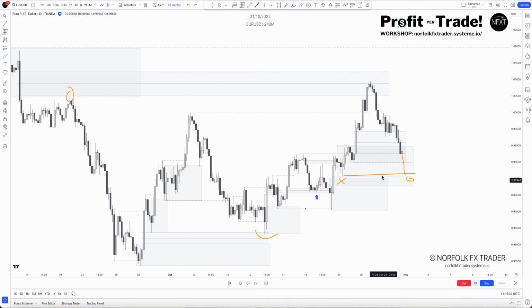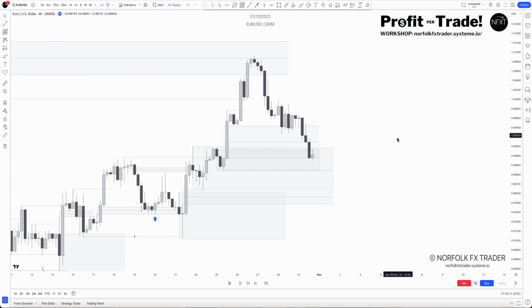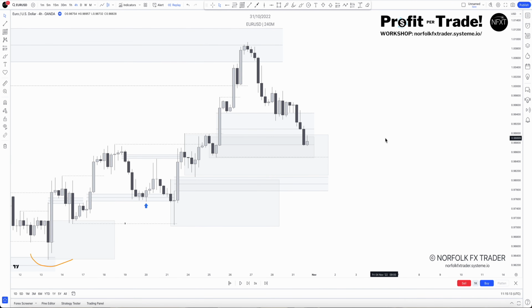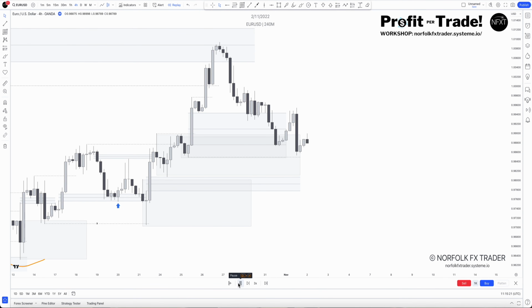Now, how do we know this is going to reverse? Because we look for what we class as our internal structure to shift, and we can use multiple time frames for that. Again, there's a multiple time frames video within the market structure videos. So let's just go through it quickly and see what happens here. Let's just play it now, see what happens.